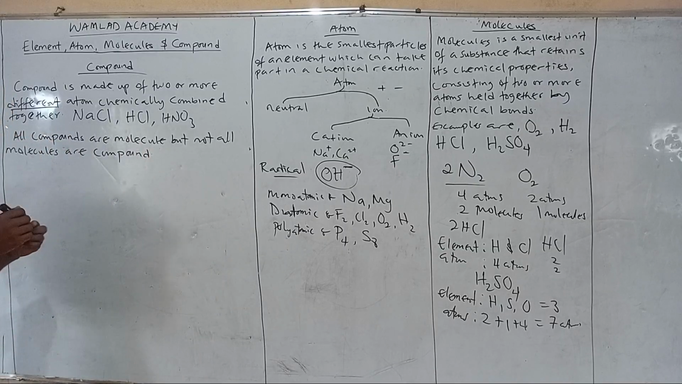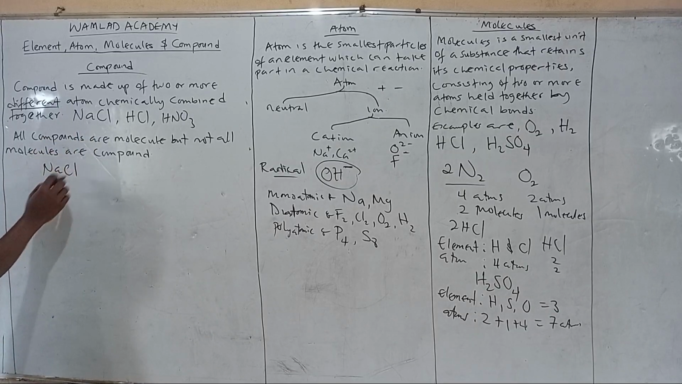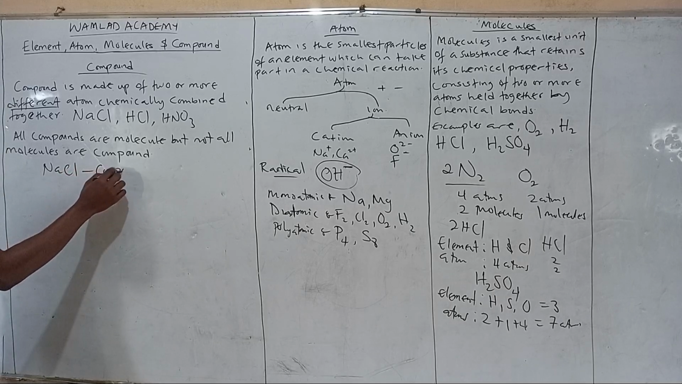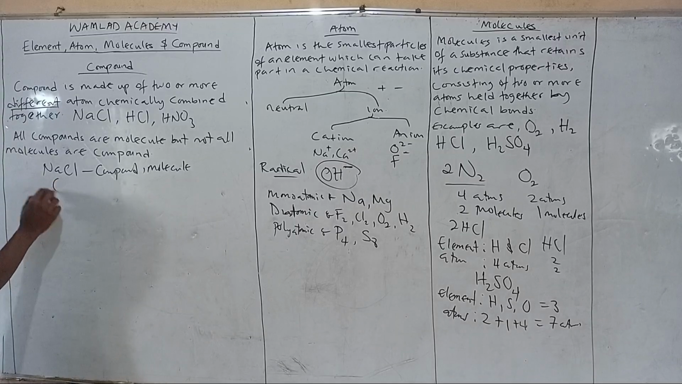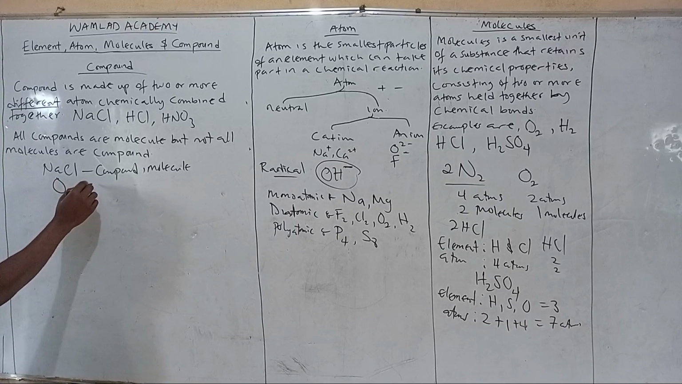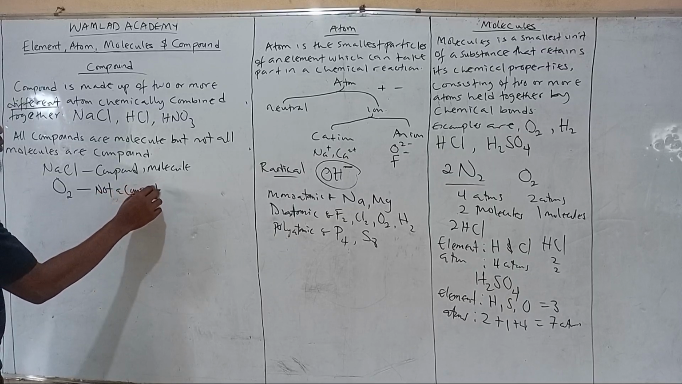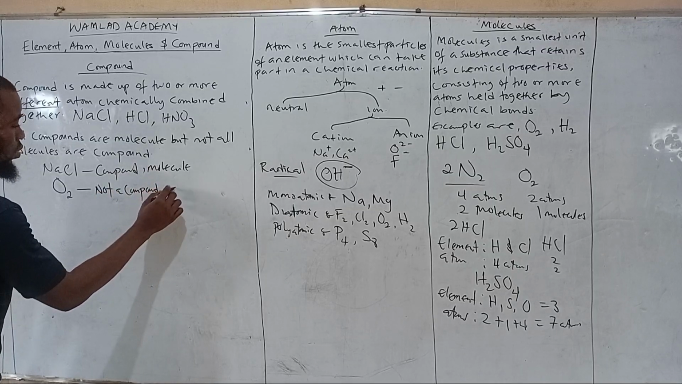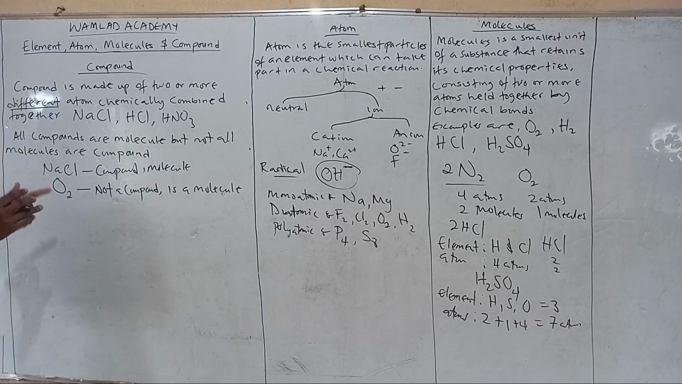So what do you mean by this rule? That all compounds are molecules, but not all molecules are compounds. For example, when you have NaCl here, this NaCl is a compound, and at the same time it is also a molecule. But let's say you have oxygen gas. This oxygen gas is not a compound, but it is a molecule. Can you see that all compounds are molecules, but not all molecules are compounds? So that's all about the element, atom, molecules and compound.